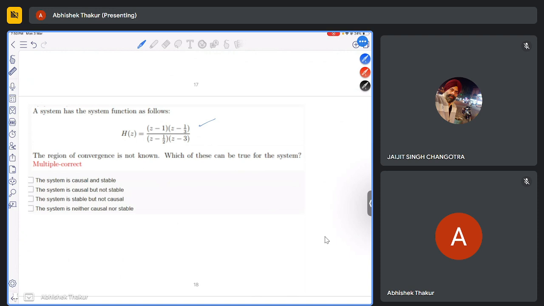So if H(z) converges on |z| equal to 1, then it is stable. And if it converges on the contour z tends to infinity, then it is causal. So option A is correct. The system is causal but not stable.